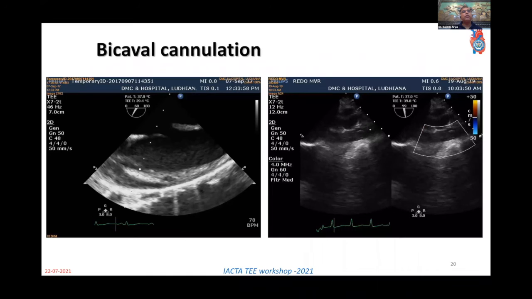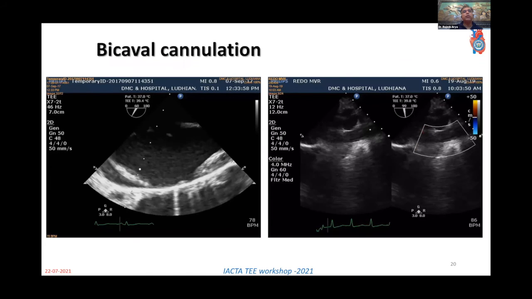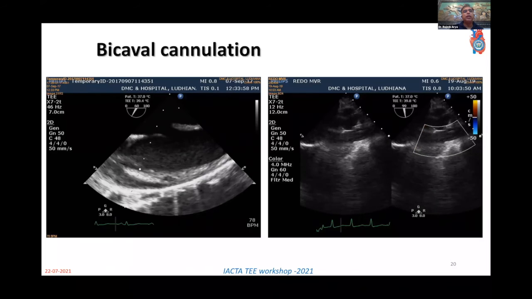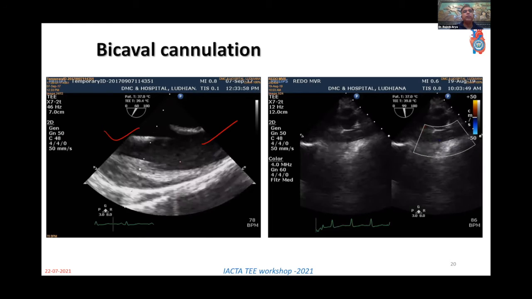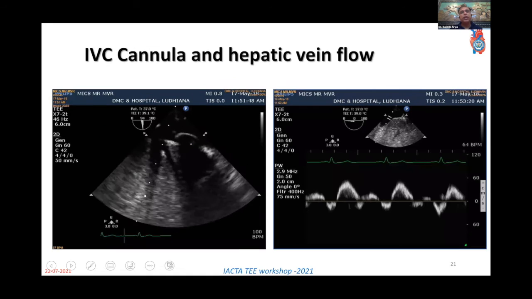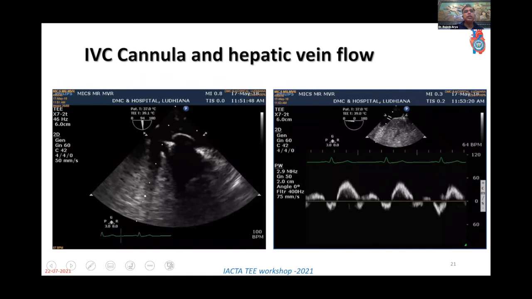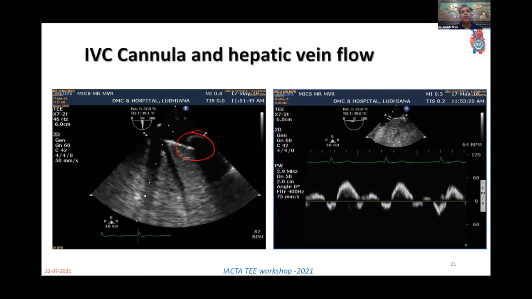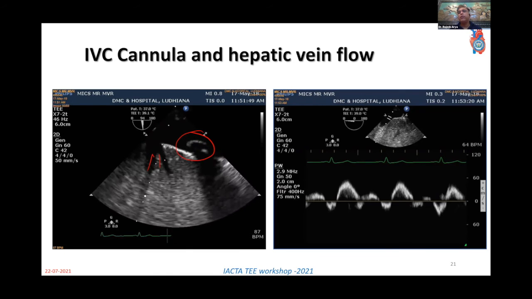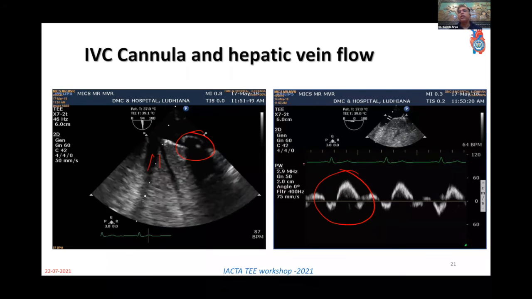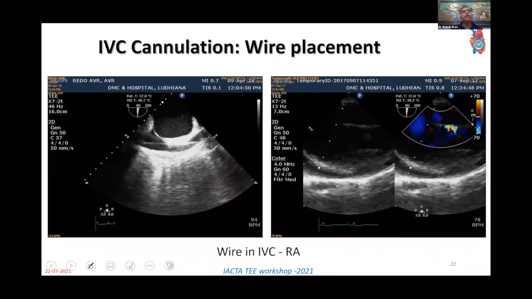Let us go quickly one by one. For bicaval cannulation, we must look into the midesophageal bicaval view: the superior vena cava, inferior vena cava, the left atrium, septum and the right atrium. We can see the guide wire and we can see the cannula gliding over the guide wire. This is the IVC cannulation, and you can see the cannula sliding over the infradiaphragmatic part of the IVC. These are pulmonary veins. We must make sure that the pulmonary veins are not blocked. We put a Doppler and see if the pulmonary vein Doppler flow is correct or not. It means the cannula is not blocking the pulmonary veins.